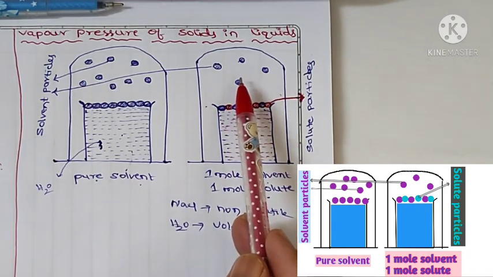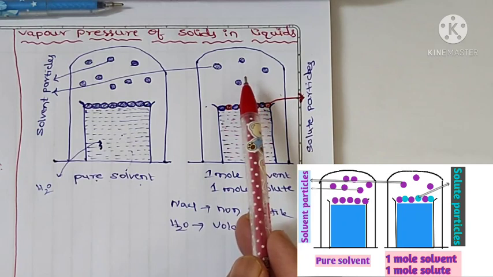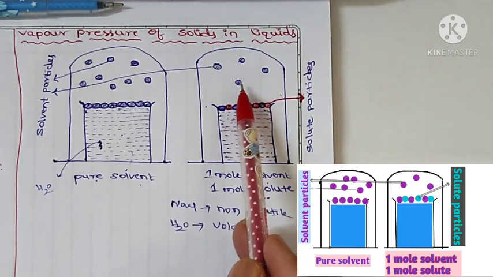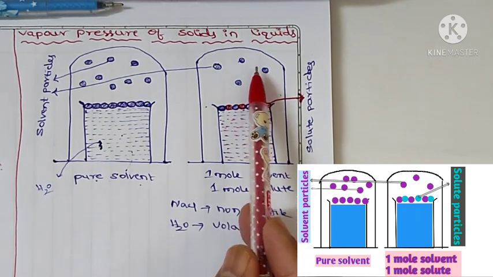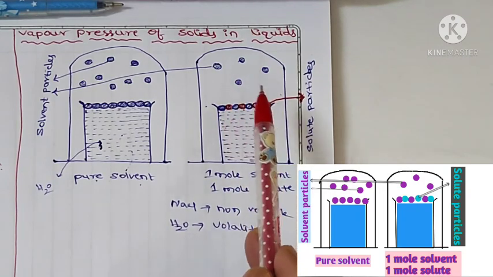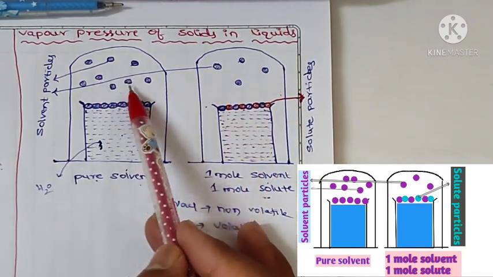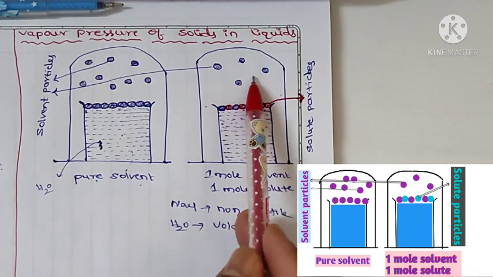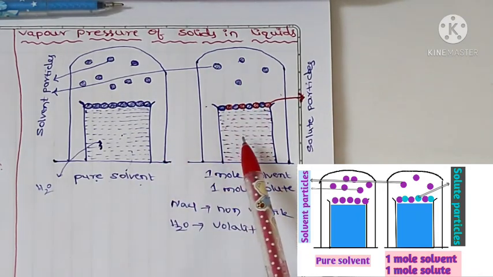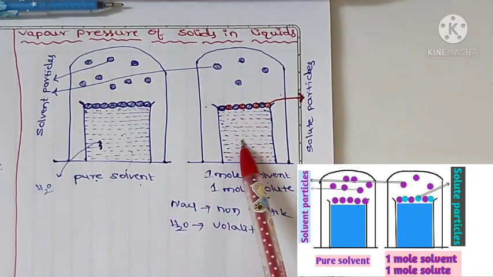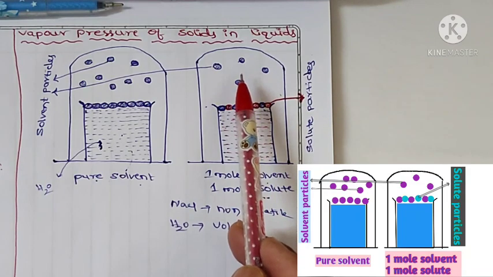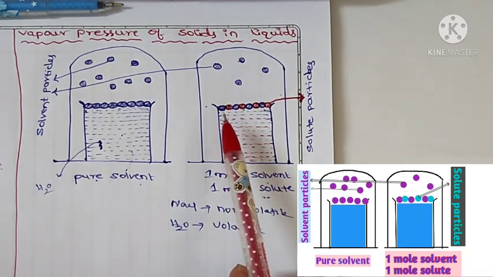So the exerted pressure also decreases, because the gas molecules are fewer here, but here the gas molecules are more, and here the gas molecules are fewer. So after adding a non-volatile solute to the solvent, the exerted pressure decreases.